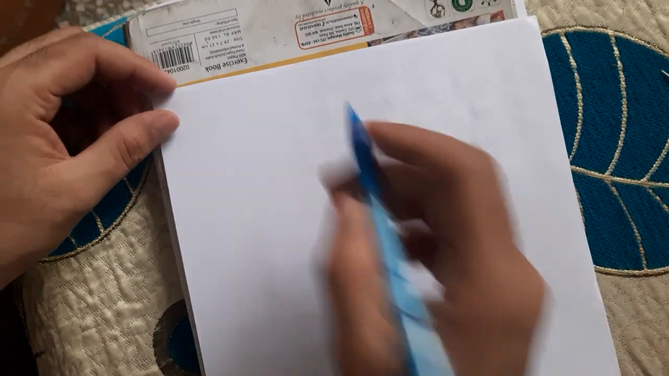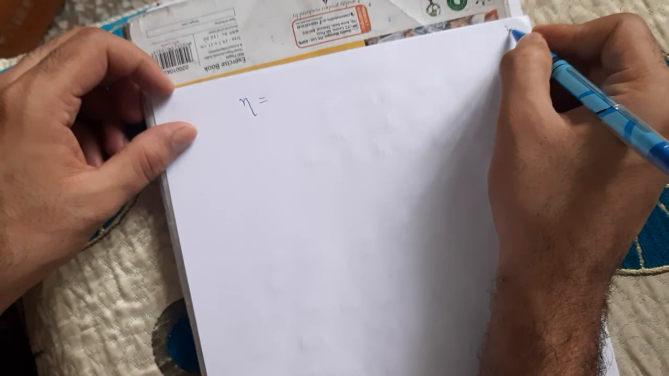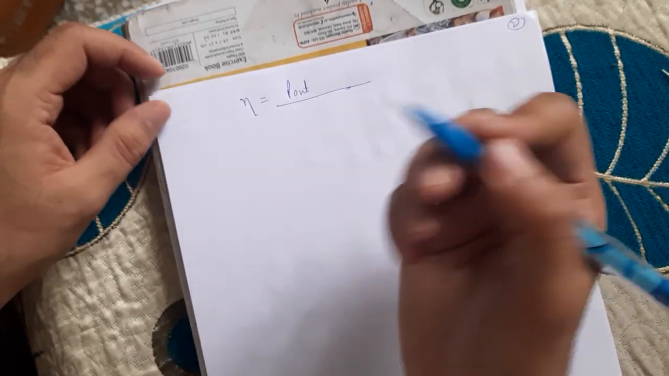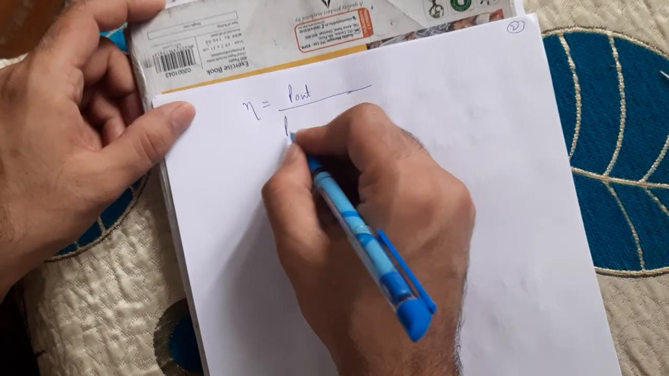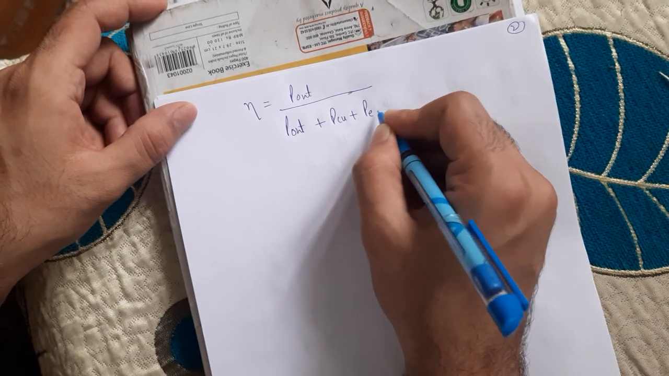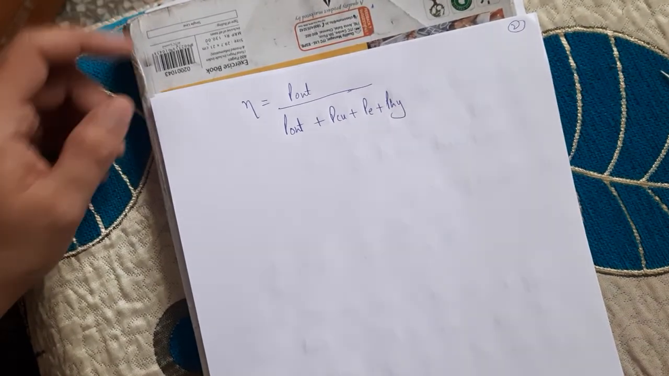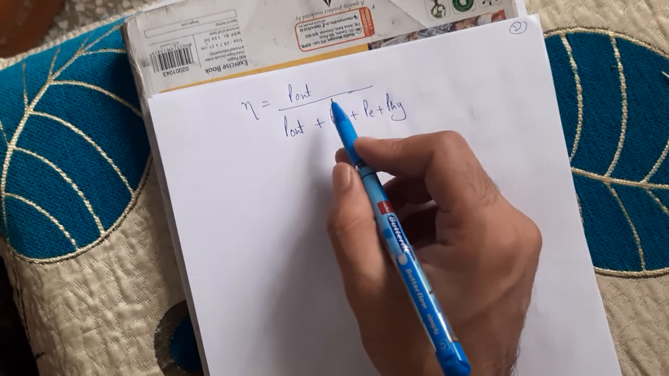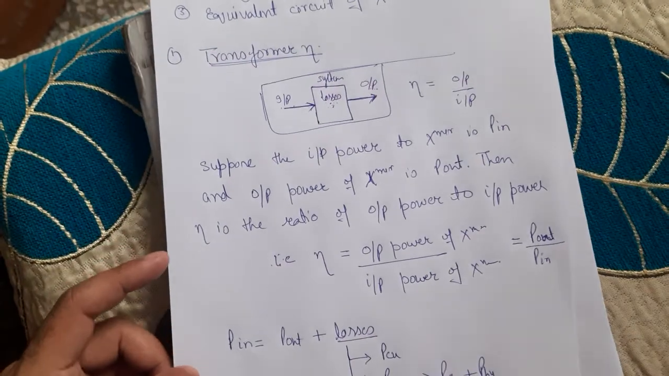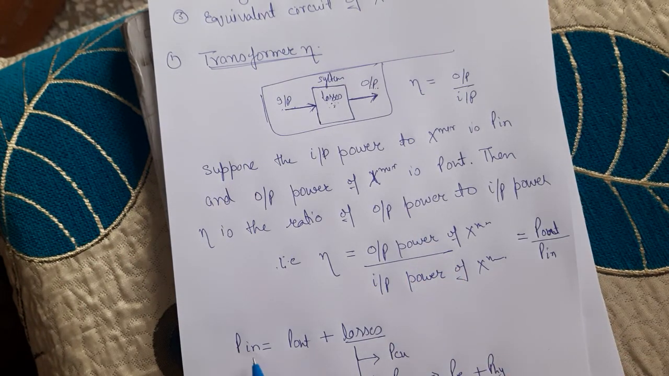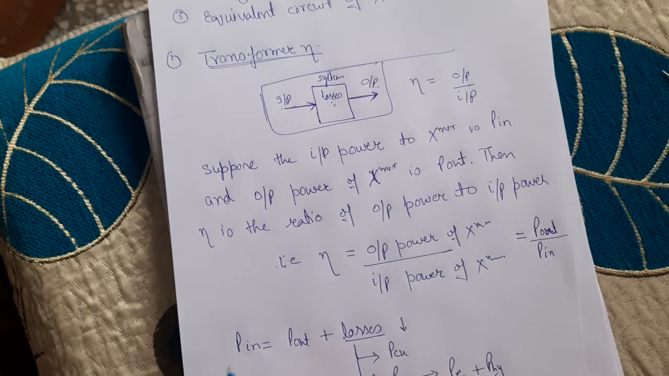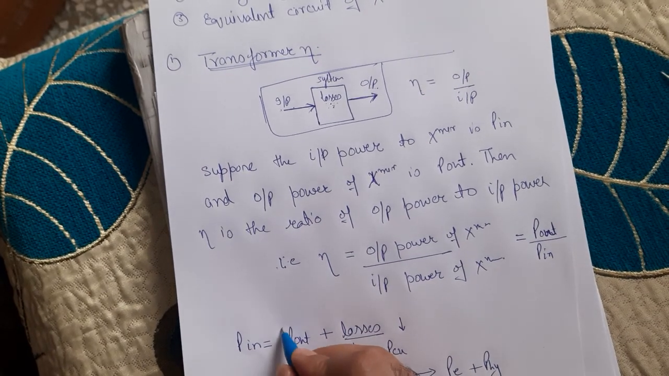So I can write that efficiency is nothing but output power divided by input power. I will represent input power in terms of output power plus losses. It is P out plus P copper loss plus P eddy current loss plus P hysteresis loss. If we are reducing the denominator, the losses, I am saying P input is equal to P output plus losses. If we are reducing the losses and input is fixed, obviously output will increase.